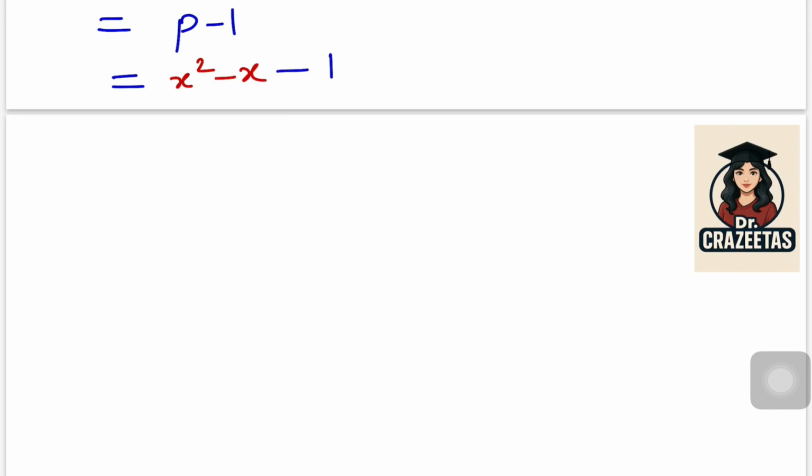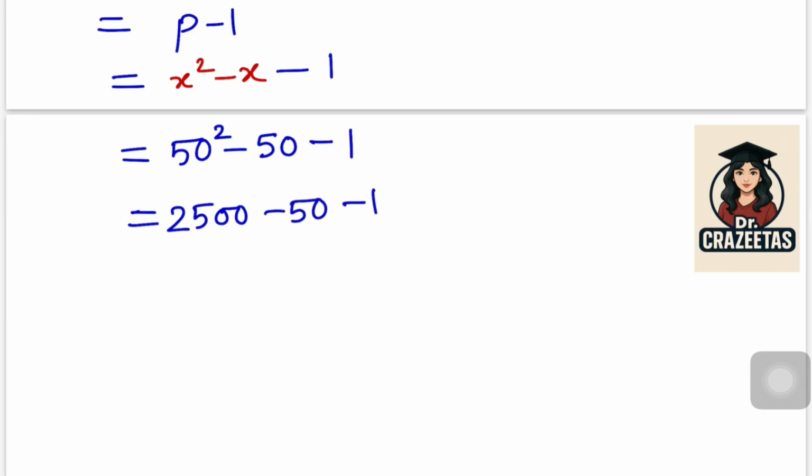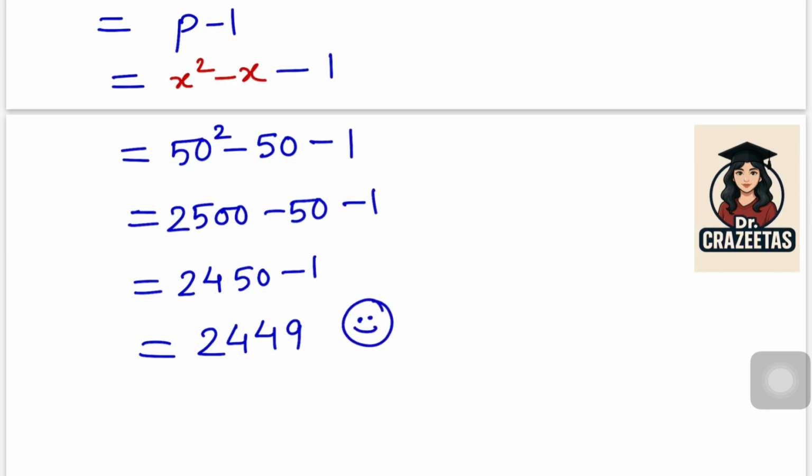What is x? Initially we substituted x as 50. So this is 50 square minus 50 minus 1. Wow, 50 square is comparatively simple. 5 square is 25, 0 square is 0, so 2500, minus 50 minus 1. When you subtract 2500 and 50, you will get 2450, minus 1, and when you subtract 1, you will get 2449. So this is the answer without using a calculator, by going through the beauty of algebra. We have obtained this answer.